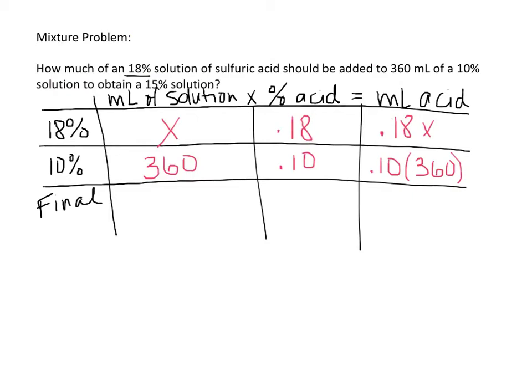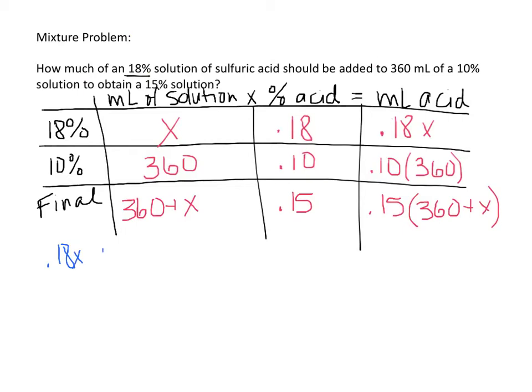And then finally, we have this final solution, which will be the 360 plus the x we don't know. Our percent will be 0.15. So it's 0.15 times 360 plus x. So what we do to set this up is we add these values together. 0.18x plus 0.10 times 360 has to equal 0.15 times 360 plus x.